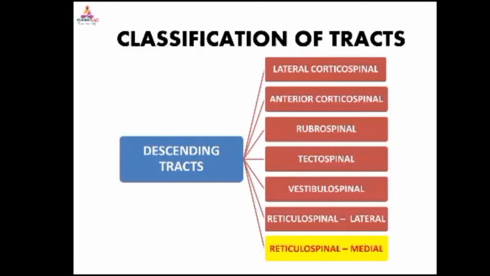Next tract is the reticulospinal, that is, the medial reticulospinal tract. It's located in the anterior white column, originates from the reticular formation in the medulla, and terminates in the anterior horn cell of the spinal cord. Its function is mainly responsible for inhibitory influence on the motor neuron to the skeletal muscles.